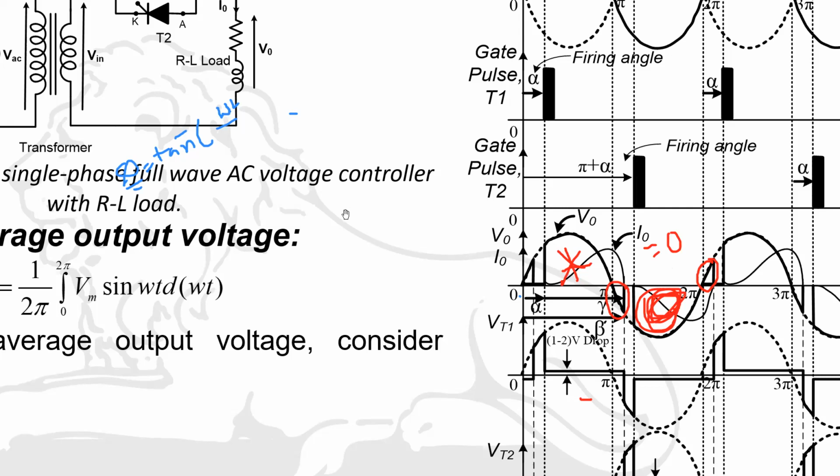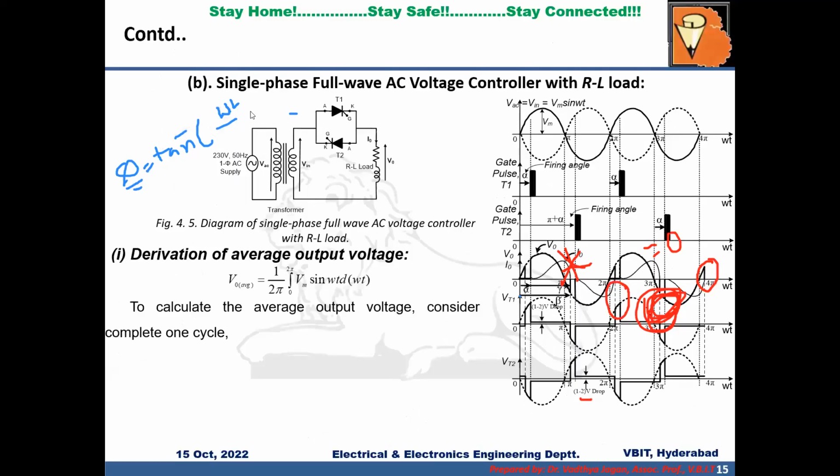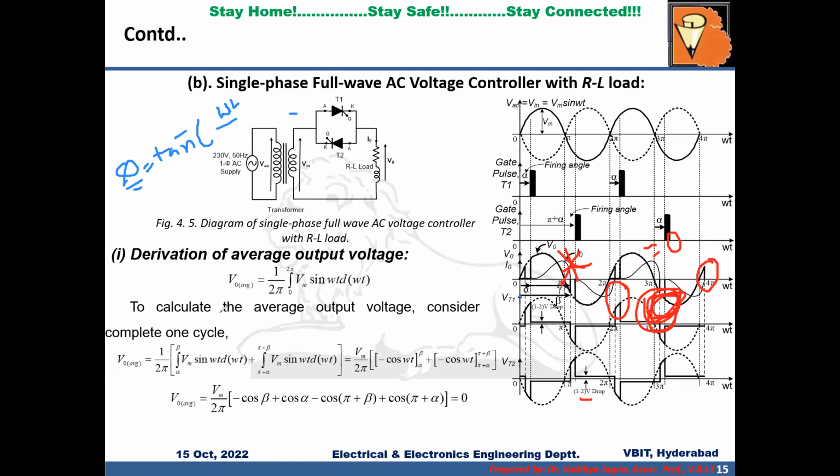Let us see mathematically. To see the mathematical expression for average output voltage, it is 1 by 2 pi, the time required to complete one input cycle. You can see this positive half cycle is from alpha to beta, so the integration is from alpha to beta of Vm sin omega t d omega t. Again, the negative half cycle will be from pi plus alpha to pi plus beta, so the integration is from pi plus alpha to pi plus beta, again of Vm sin omega t.